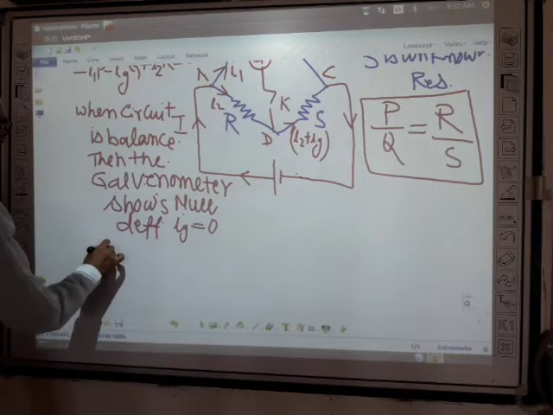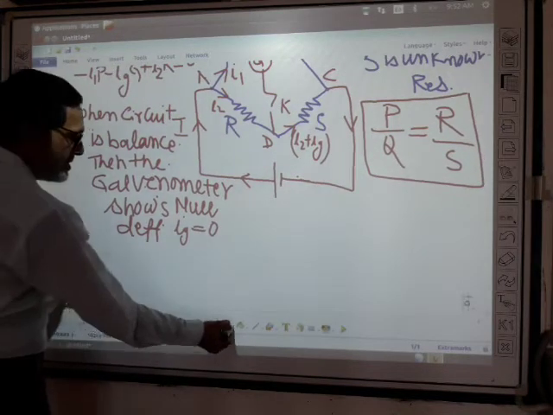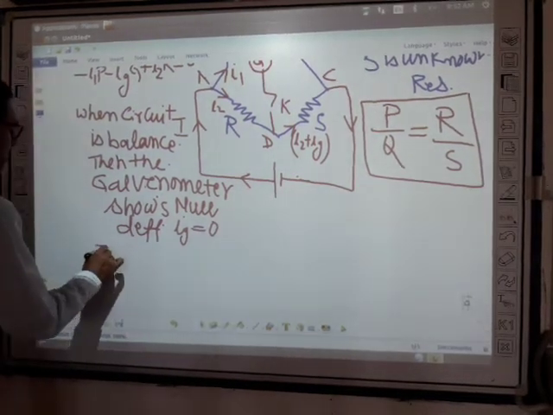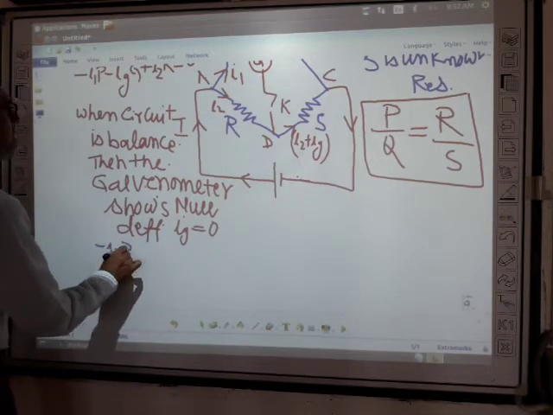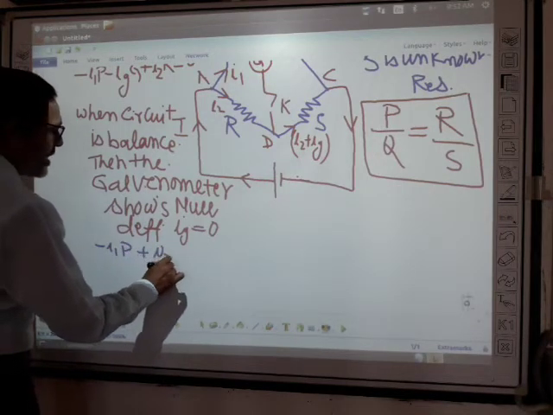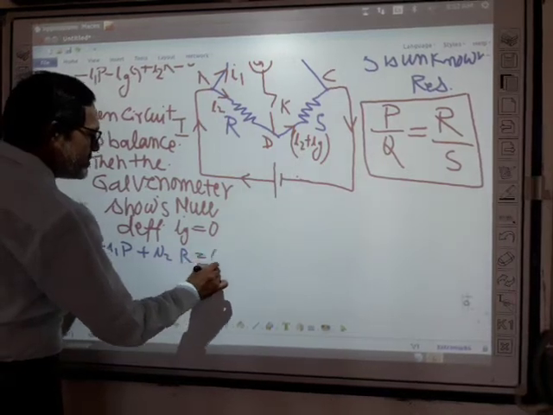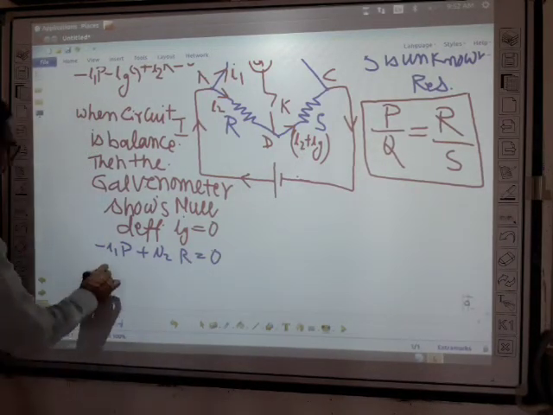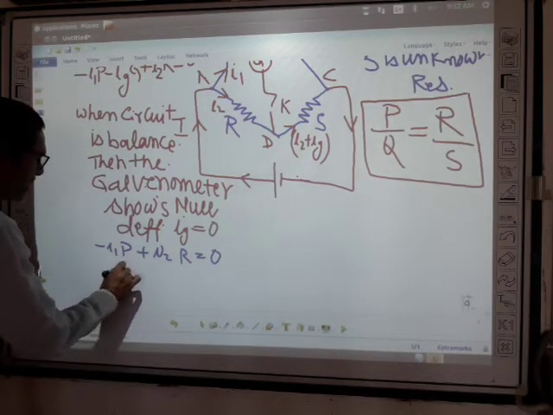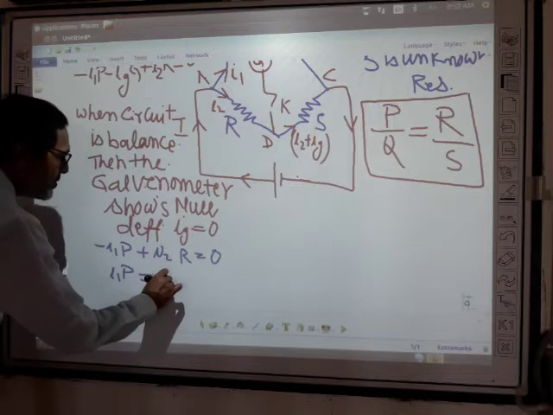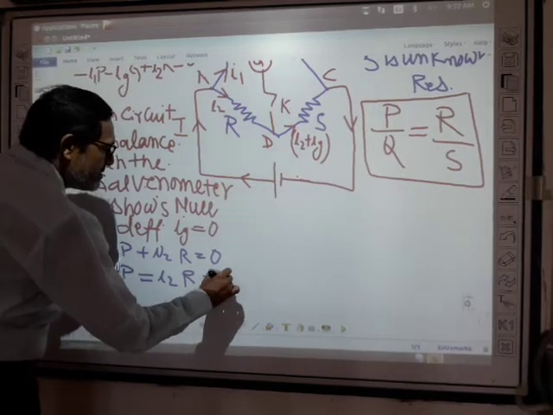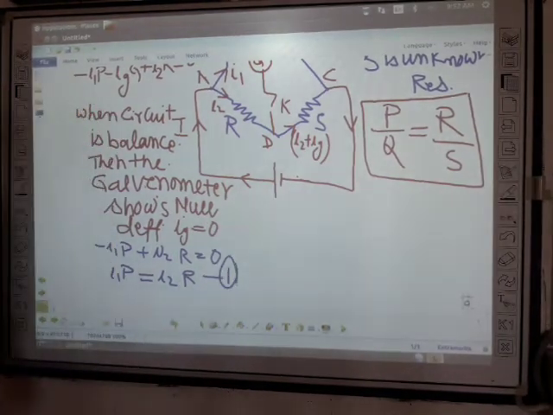Minus I1P plus I2R is equal to 0, or I1P is equal to I2R, equation number 1.